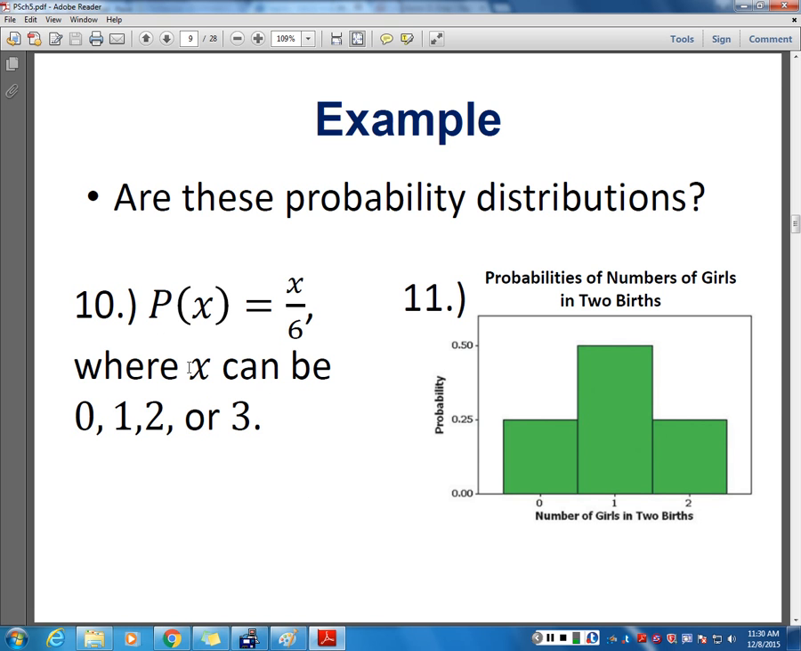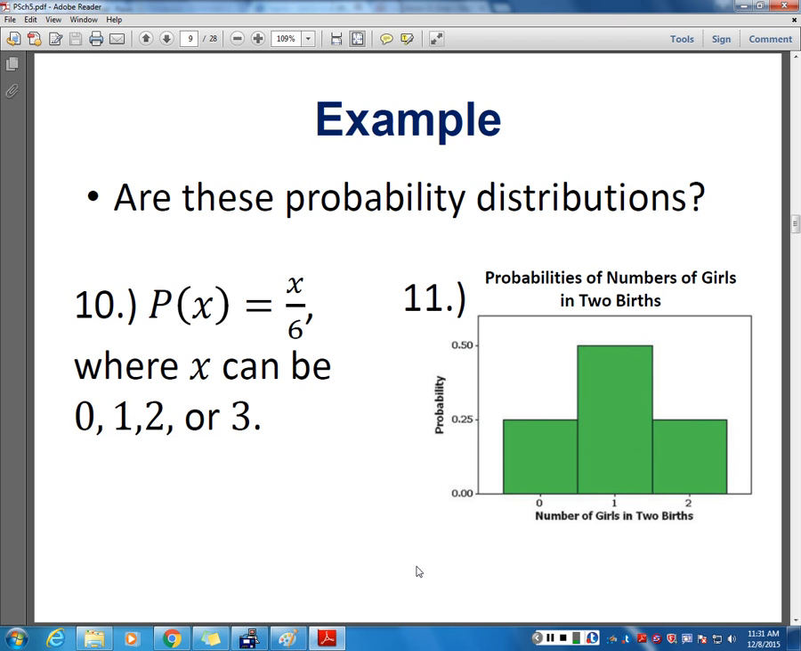And all of the probabilities are between 0 and 1 inclusively. So 0, 6 would be 0, 1 sixth, 2 sixths or 1/3, and 3 sixths, that's 1/2. If I add up these probabilities, I do get 1. So number 10 is a probability distribution. 0 plus 1 sixth plus 2 sixths plus 3 sixths is 1 or 100%.